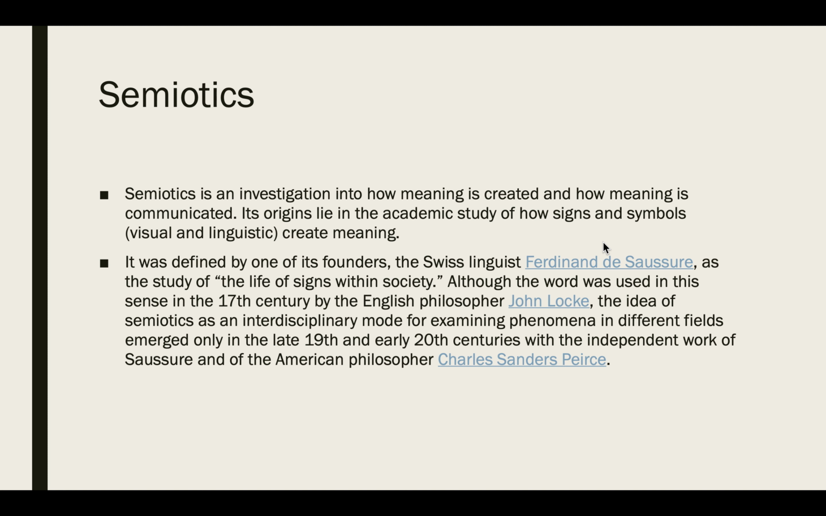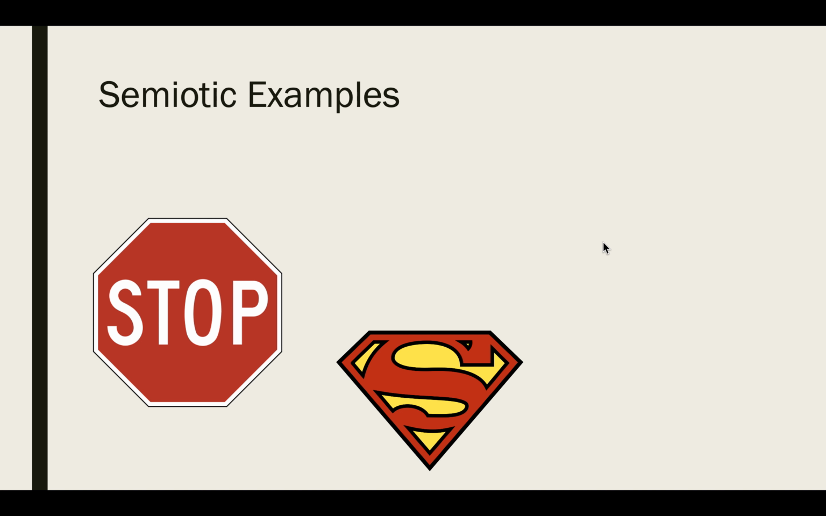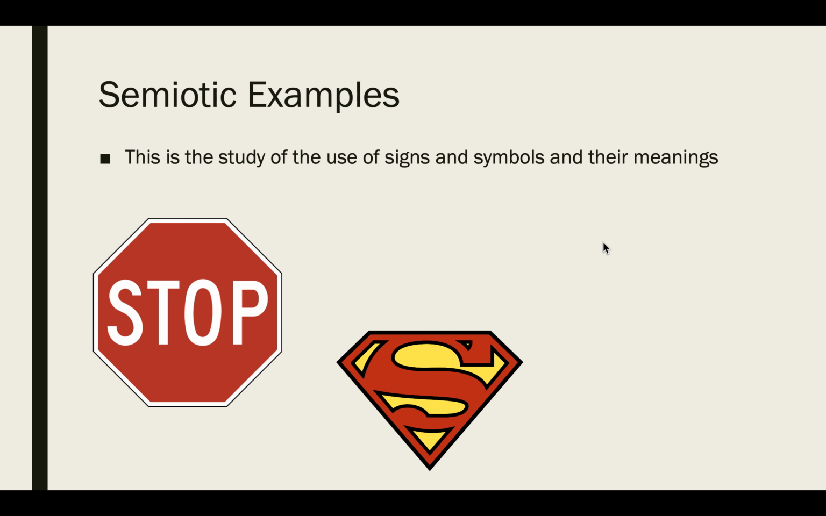There's a lovely little introduction, a short book told through a visual format, that actually tries to explain semiotics. But it can get rather complex, so let me simplify it for what you should take away and understand about it. Let's use these two examples here. It's basically a study of the use of signs and symbols and their meanings.